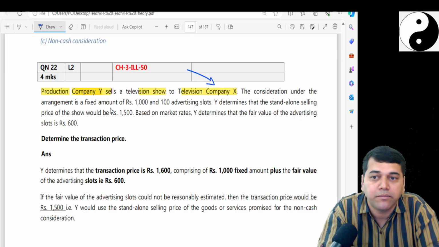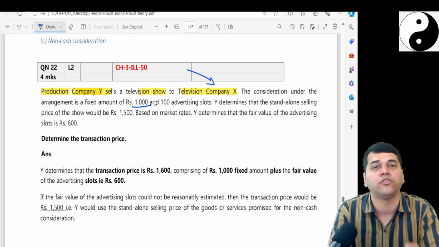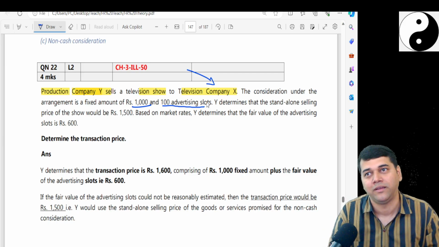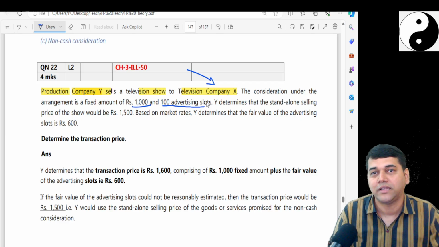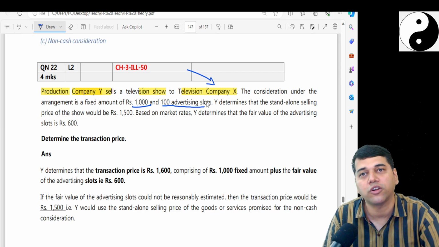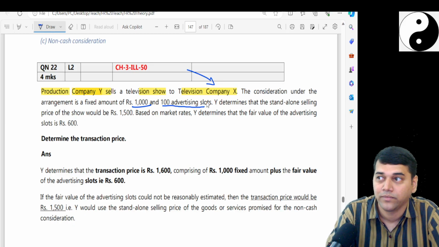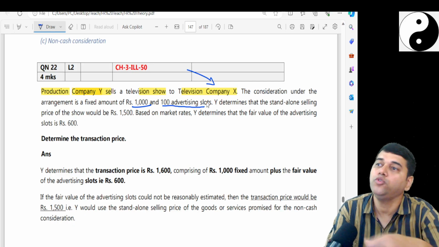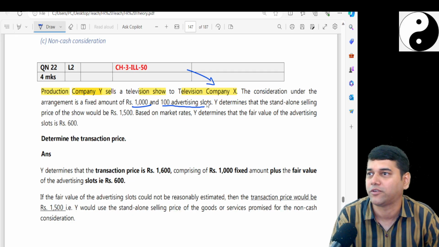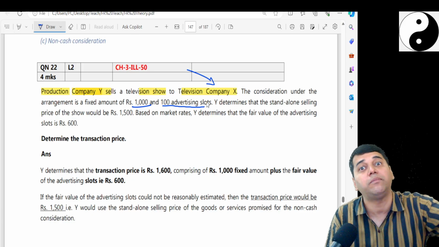The consideration under the arrangement is a fixed amount. How much will they pay you for this entire IP, intellectual property? They will pay you 1000 plus 100 advertising slots. They say, look, it is your serial. If it is very famous, then you can start selling that slot. Otherwise, who is the owner of the slots? Advertisements come in between, no? Who is getting that consideration? The TV. Now the TV company says, look, I will give you 100 slots. You decide anytime during the first 10 minutes, second 10 minutes, and if you want, you sell those advertisement slots to any party. If your TV serial is really super famous, then you can sell these slots at double, triple the price.